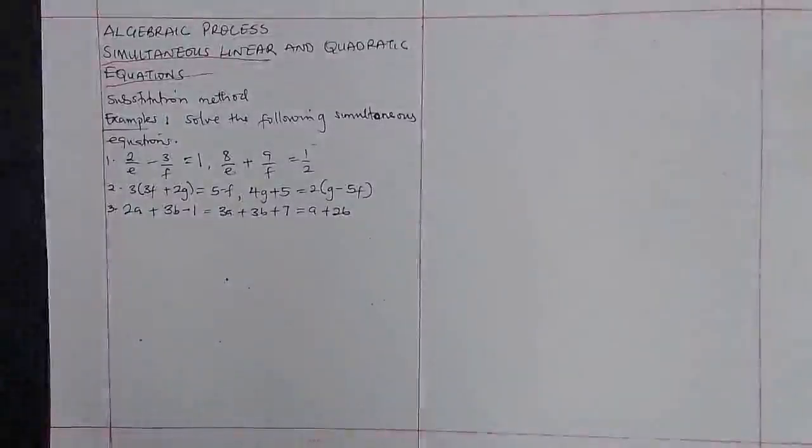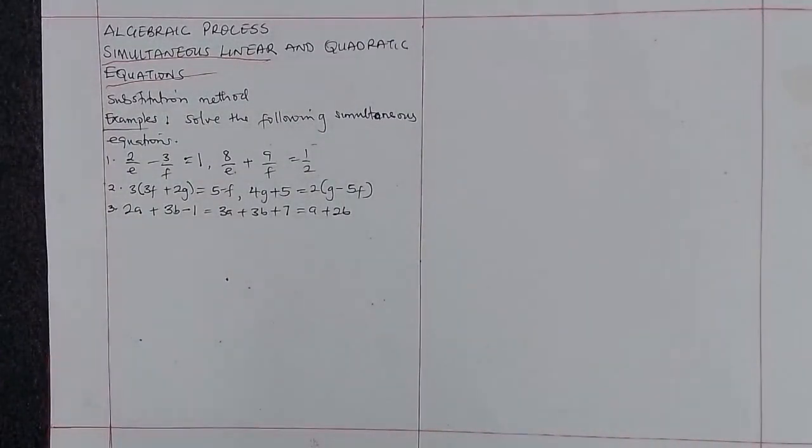In our last lesson, we learned how to make use of the elimination method in solving simultaneous linear equations. Given these examples, we are going to use the substitution method to solve all of them.